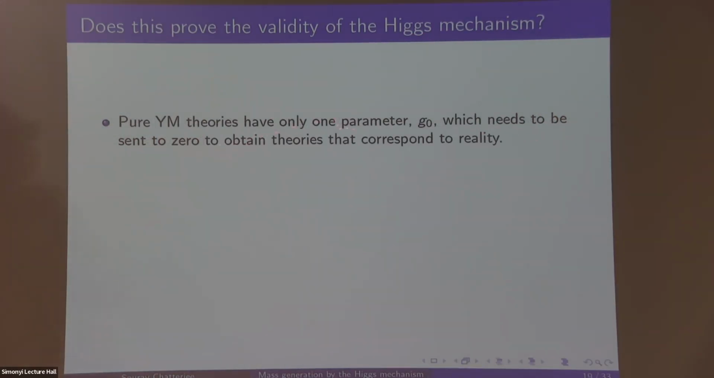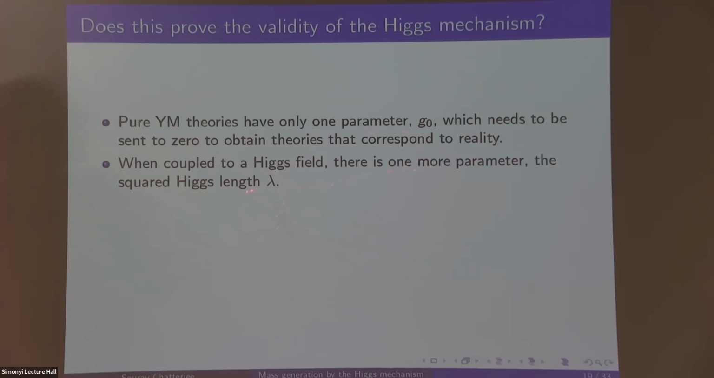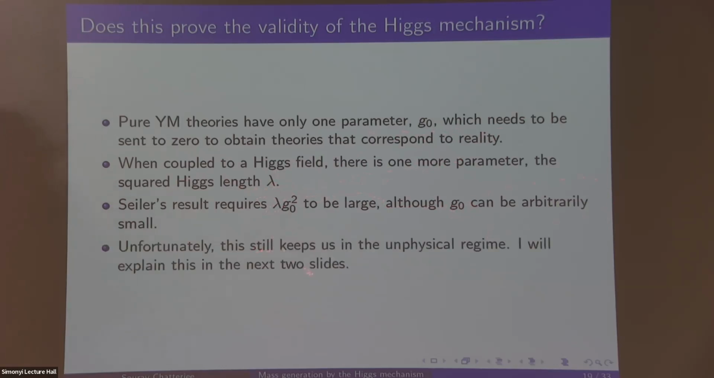Pure Yang-Mills theory has only one parameter, G0, which needs to be sent to 0 to obtain theories that correspond to reality. But when coupled to a Higgs field, there is one more parameter, this thing called the squared Higgs length, this lambda. So Seiler's result requires lambda G0 squared to be large, although G0 can be arbitrarily small. And unfortunately, this still keeps us in this unphysical regime. I'll explain this shortly. So it still does not prove the validity of the Higgs mechanism. It keeps you in the regime which doesn't correspond to reality.